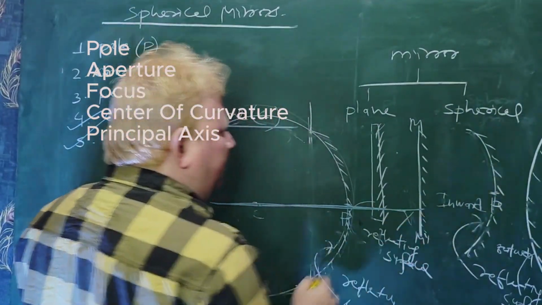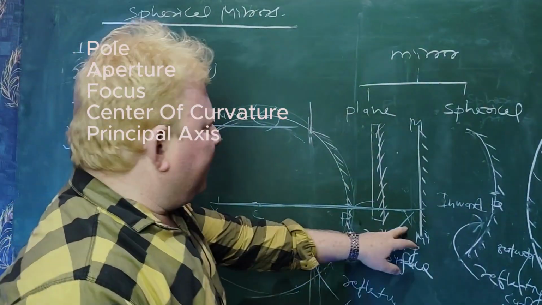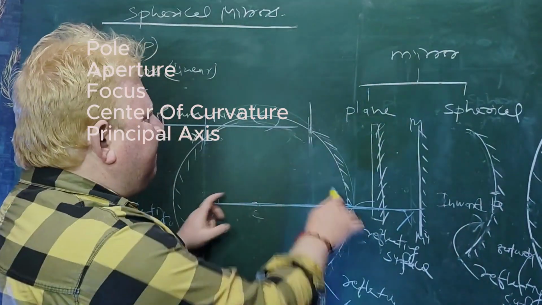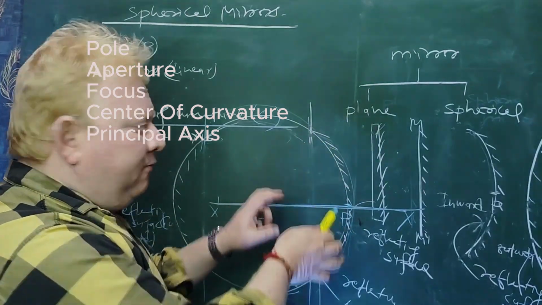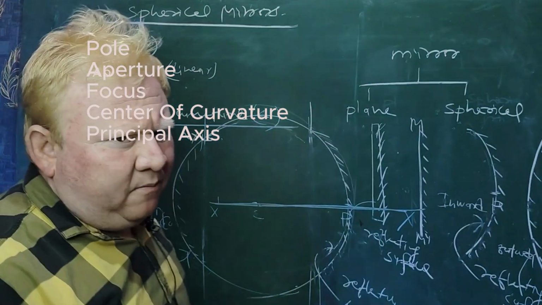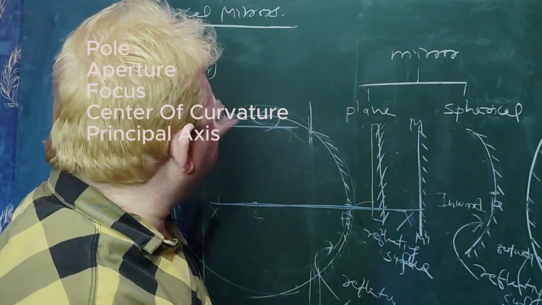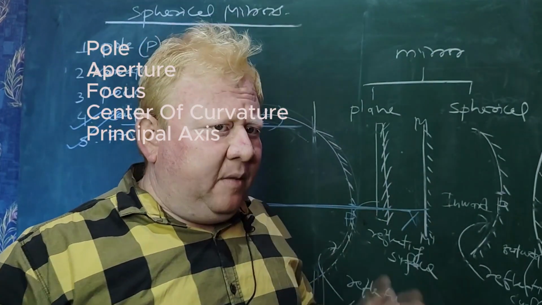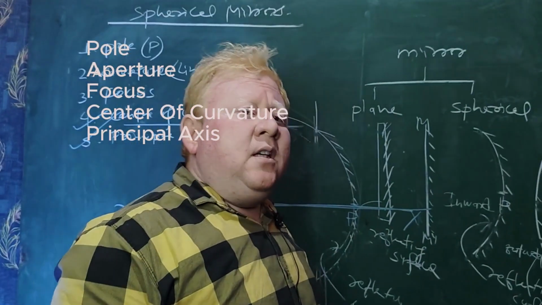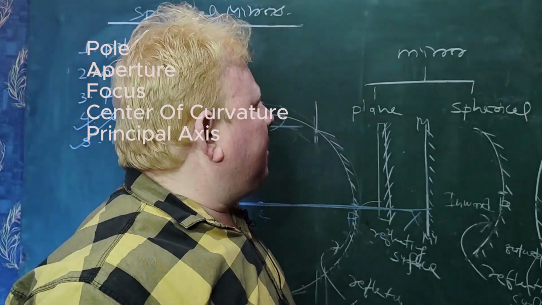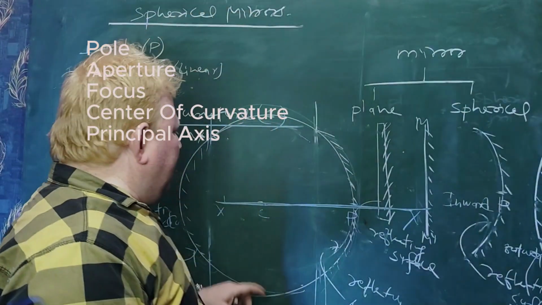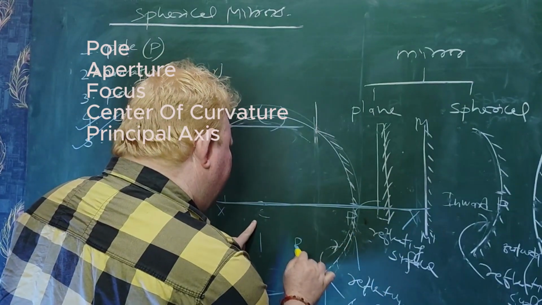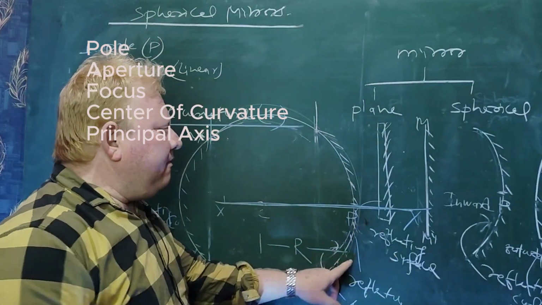You can define the principal axis: X dash is the principal axis, P is the pole, C is the center of curvature. Remember, I am discussing this for the concave mirror. Same we can discuss for this convex mirror also, right? These are some terminology we are using while tracing images, and of course the formation of images, in order to get to know about the nature of the image formed in a spherical mirror, right? Now this distance from pole to center of curvature is called the radius of curvature, denoted by R.